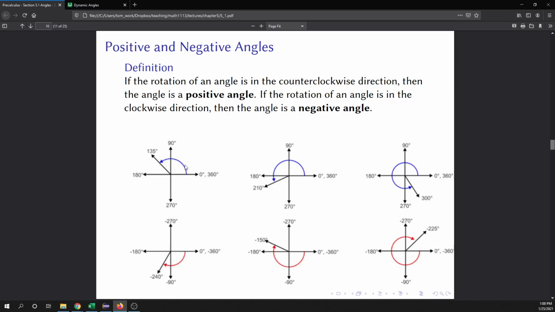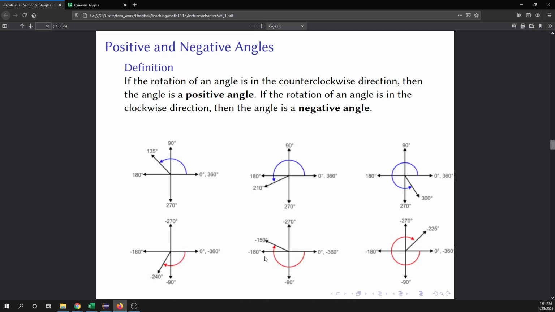In this example, we rotated 135 degrees in the counterclockwise direction, so that would be an angle of 135 degrees. In this one, we rotated 210 degrees in the counterclockwise direction, so that is an angle of 210 degrees. Here we rotated 300 degrees in the counterclockwise direction, so that angle has a measure of 300 degrees.